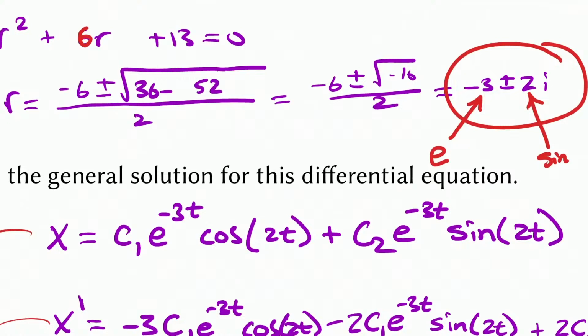It might be rearranged a little bit. But I've got C1 times e to the negative 3t times cosine of 2t plus C2 e to the negative 3t sine of 2t. So you could have factored out the e to the negative 3t. That's the only thing that would be different, or switched the sine and cosine. But you should have something like this for the general solution. And then we can take those initial conditions and plug them in.